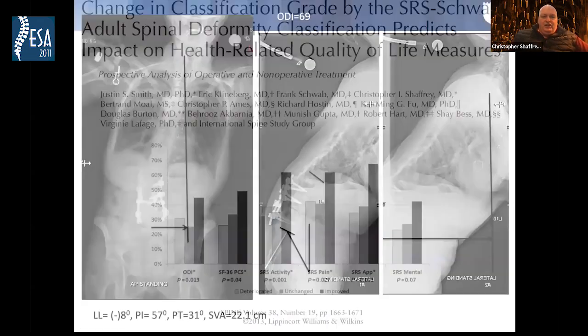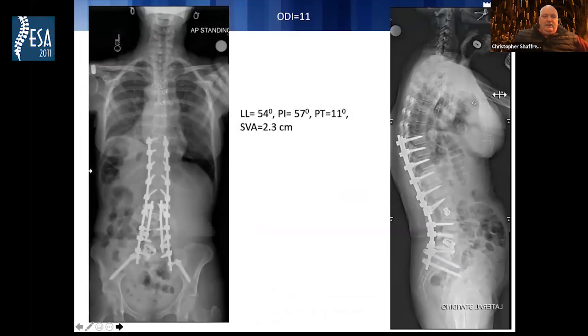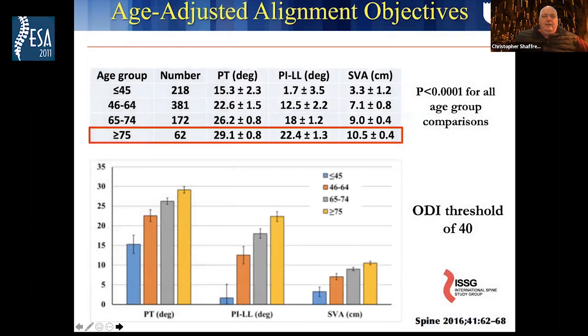And you can see after a relatively major 3-column osteotomy and realignment that the patient's ODI is 11, showing that the patient had almost near age-related pain and functional levels. So one of the nuances which was gradually realized is we aggressively treated patients with aggressive realignment, that our rates of proximal junctional kyphosis just began to skyrocket.